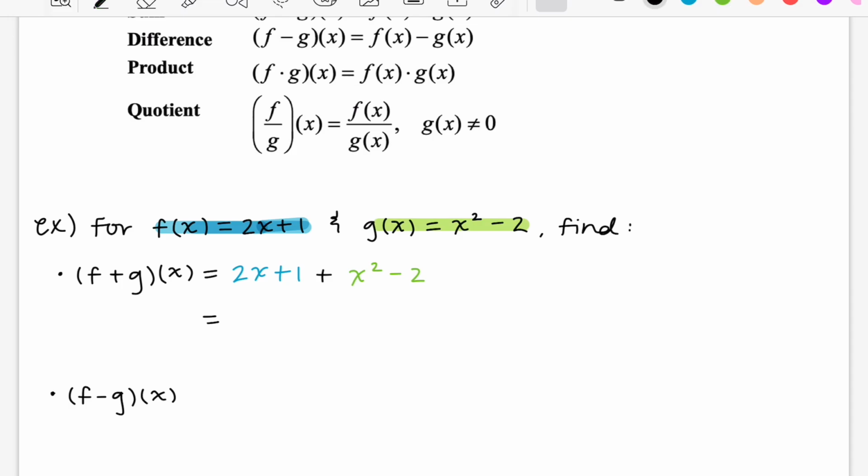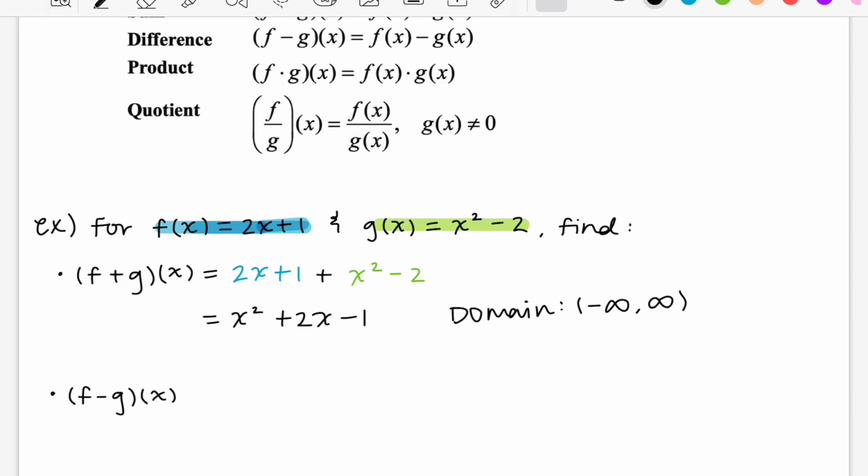Doing so, we will get x squared plus 2x, and then we can simplify this plus 1 and minus 2, so we'll get minus 1. Okay? And then just writing it in this order, because remember, we want to write our variables in decreasing order of their powers. And then something to note here is that we have a polynomial, so we know that the domain of this guy is going to be all real numbers. And then in interval notation, that'll be negative infinity to positive infinity.